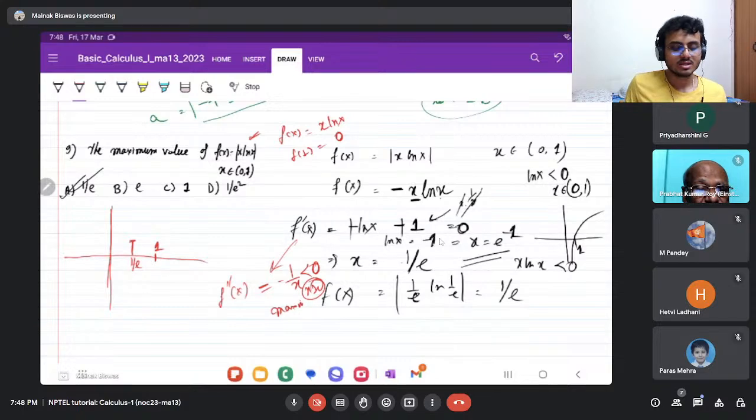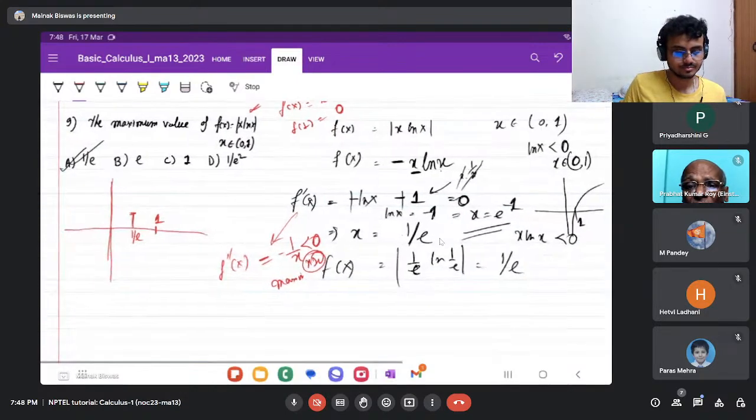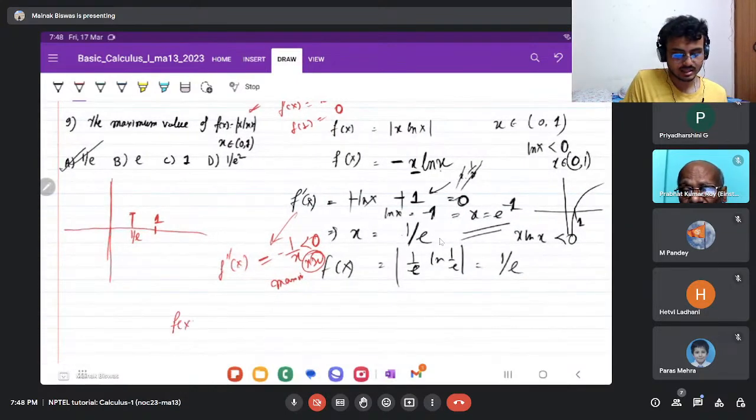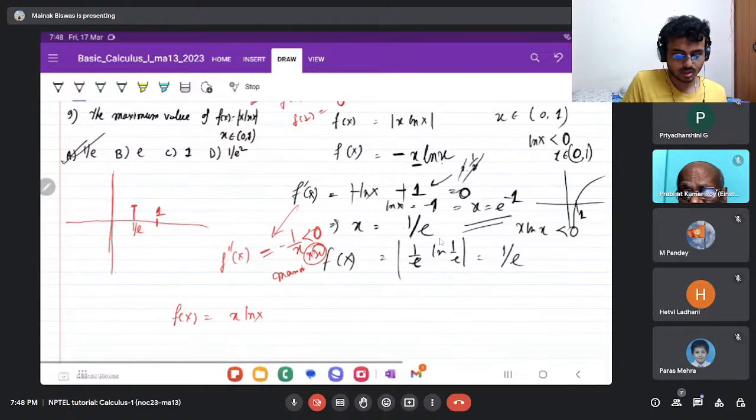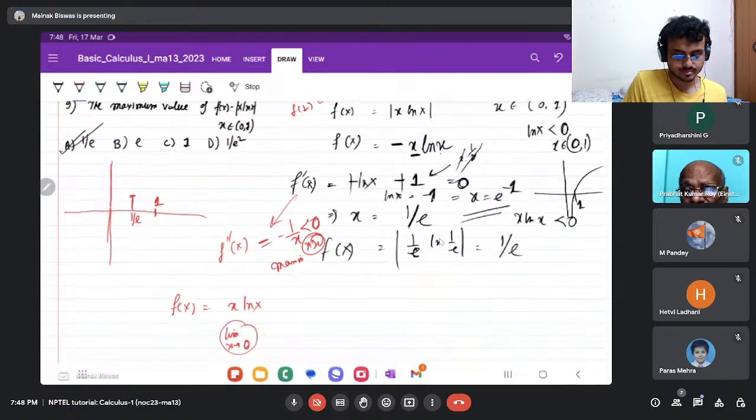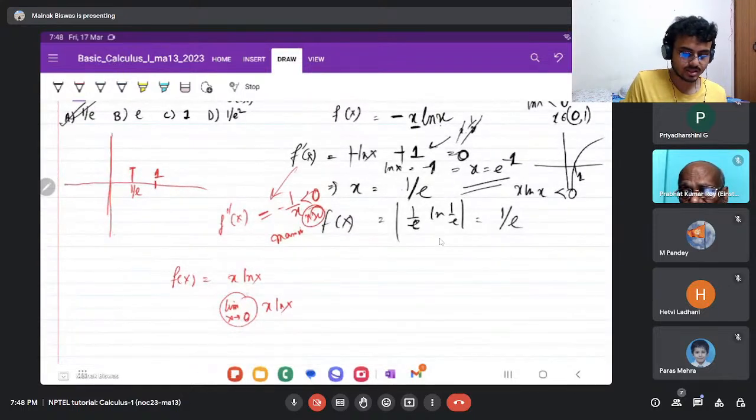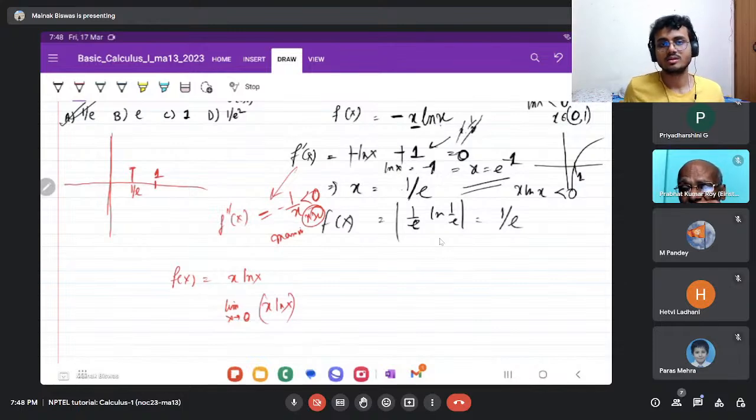x log x at x equal to 0. Is it minus infinity or some other value? f(x) is equal to x log x, limit x tends to 0. What is the limit of this curve? 0.